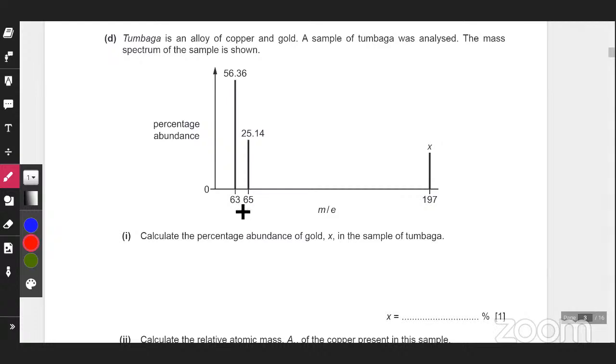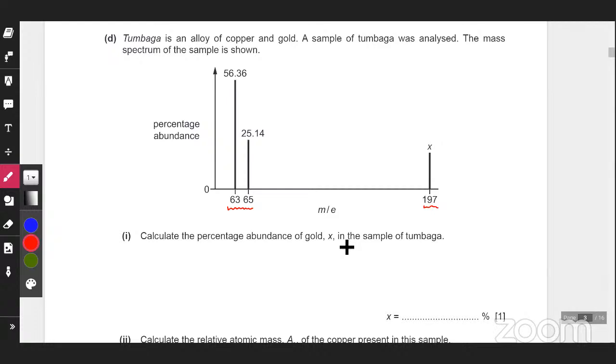There's a mass at 63, and the percentage abundance is 56.36. There's a mass appearing at 65, and the percentage abundance is 25.14%. And there's something that has a mass of 197. Now you're being asked to calculate the percentage of gold in the sample. The first thing is you're getting different atoms: two of these atoms and one of these atoms.